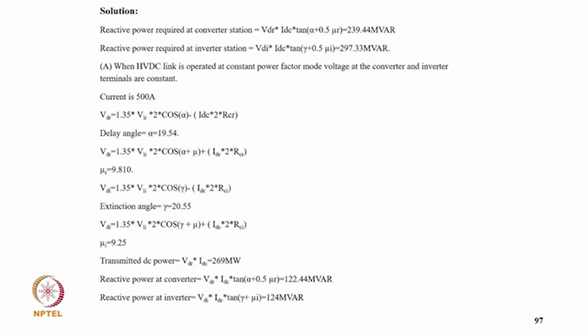And the reactive power supplied at converters is VDR IDC into tan alpha plus 0.5 mu r, so it comes to 39.44 MVAR, and reactive power required at inverter station is VDI IDC tan gamma plus 0.5 mu I, that comes to 97.33 MVAR.